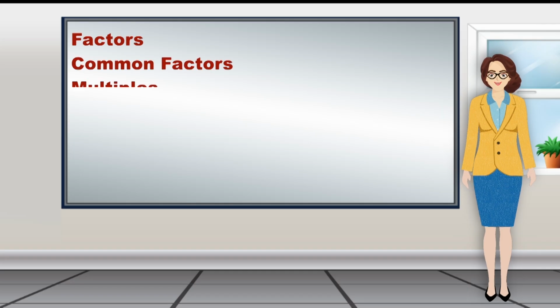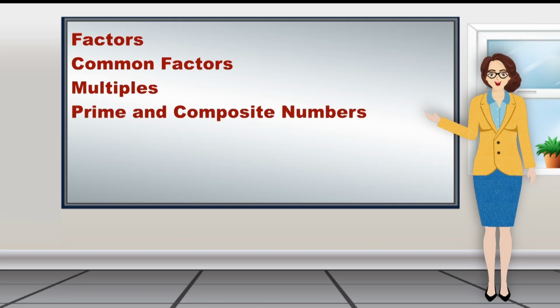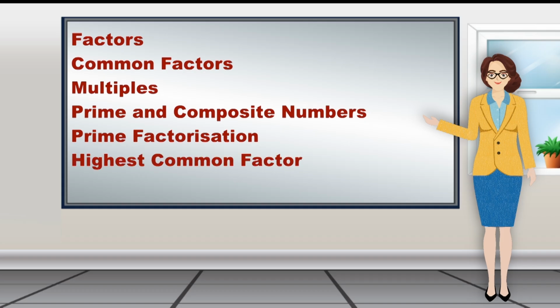Students, in this chapter, you have learned about factors, common factors, multiples, prime and composite numbers, prime factorization, highest common factor, and lowest common multiple.